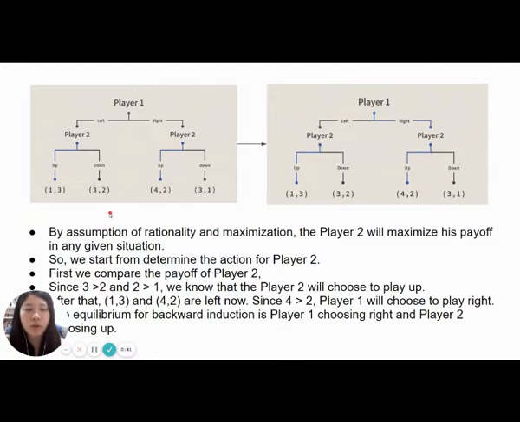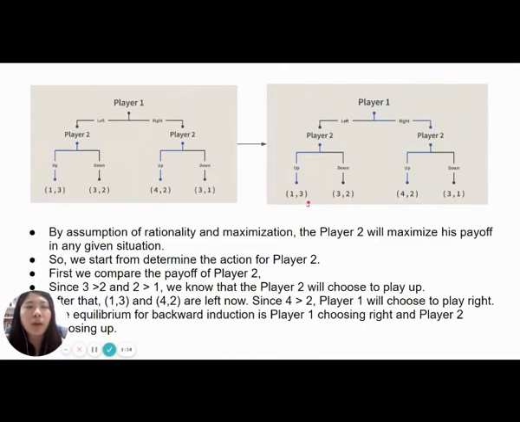By the assumption of rationality and maximization, player 2 will maximize his payoff in any given situation. So we start by determining the action for player 2. Notice that 3 is larger than 2, so player 2 here will choose the strategy up. Similarly, 2 is larger than 1, so player 2 will also choose the strategy up. Then we eliminate 3, 2 and 3, 1 here.